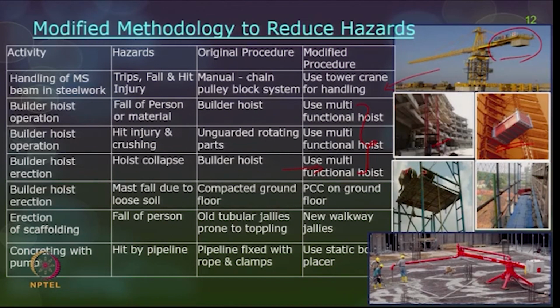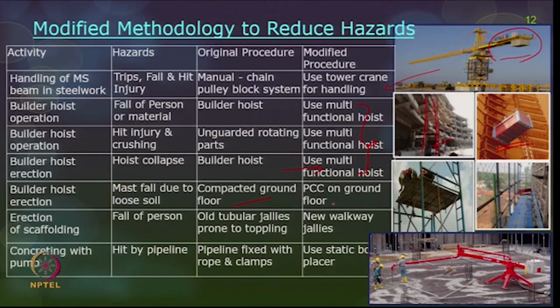Builder hoist erection, the mast may fall due to loose soil. This is primarily called a mast, and it may fall if the soil is very loose. The original procedure was compacted ground, the ground was compacted and then the mast was laid.